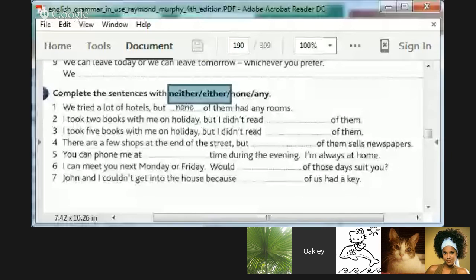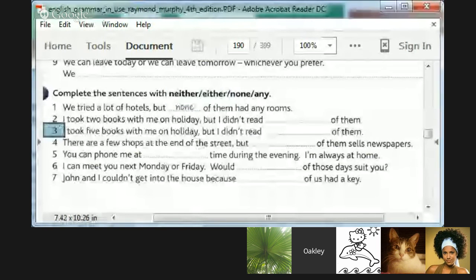Any number more than 2, that includes 3 and 300 gazillion, gabillion, and mazillion, and anything in between, you do not use either or neither or both. Either, neither, both, only for 2 things. Okay. All right. One more try. Anna Christina.